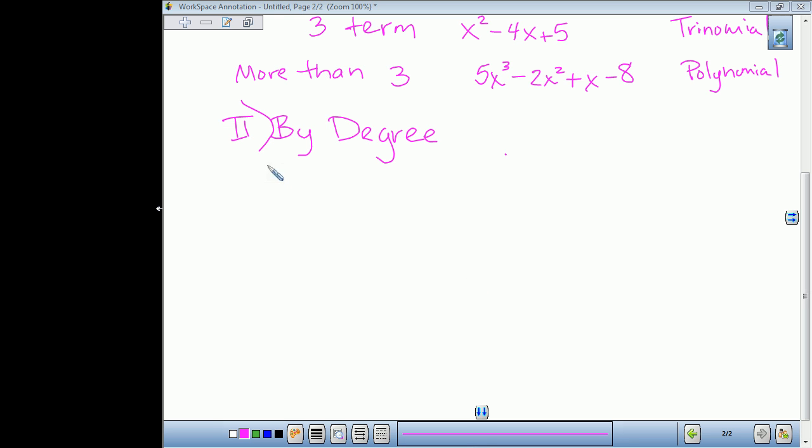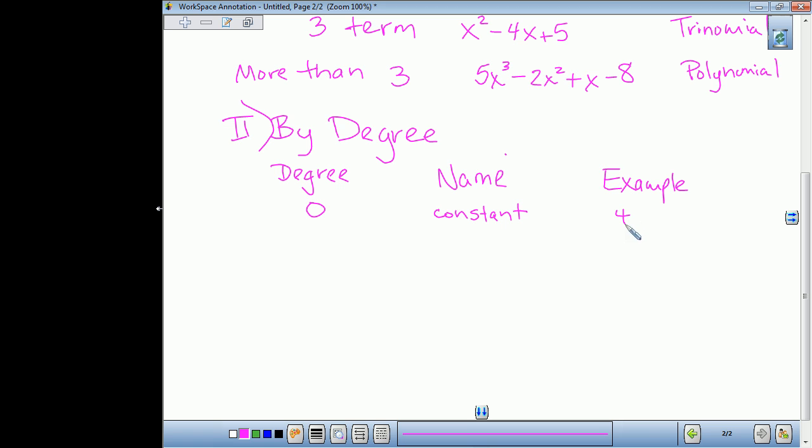Okay, so we're going to do the degree, the name, and an example. Okay, so if the degree is 0, the name of a polynomial with a degree of 0 is called a constant. And constants are just plain old numbers.